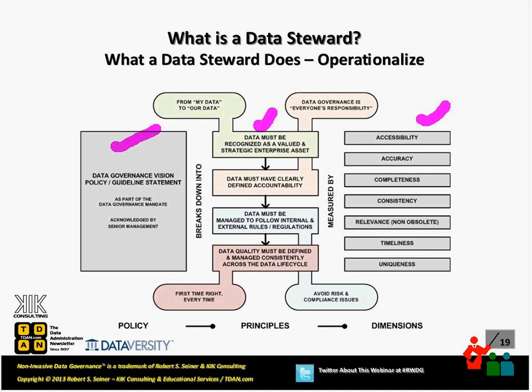Obviously, we want to be able to communicate some of these things to the people that we identify and recognize as stewards, so they get a good understanding of what the goal of data governance is in the organization. Oftentimes, it is to recognize data as a valued asset and to clearly define accountability. Data must be managed, for most organizations or all organizations, to follow internal and external rules, and data quality must be managed consistently across the life cycle. So again, this slide may not fit where I put it in the slide deck, but it's there to help you understand some of the basic things that we need to communicate to people as data stewards.